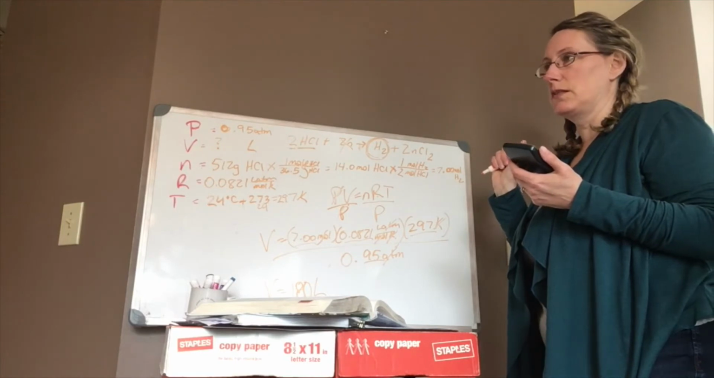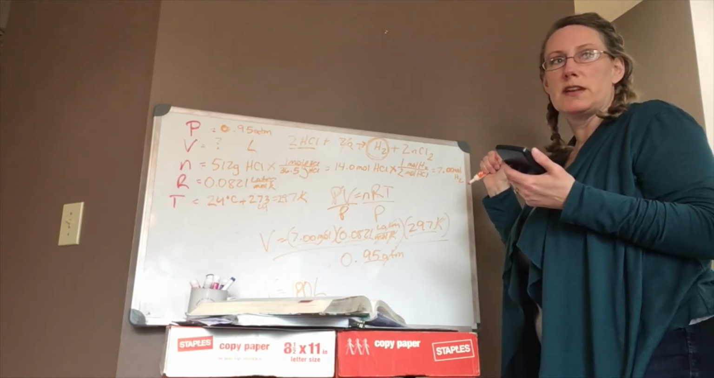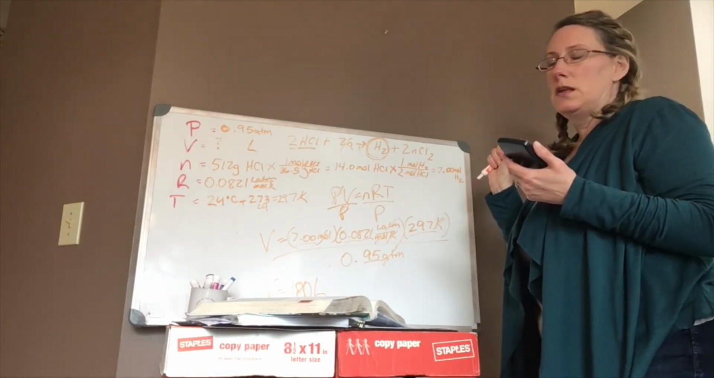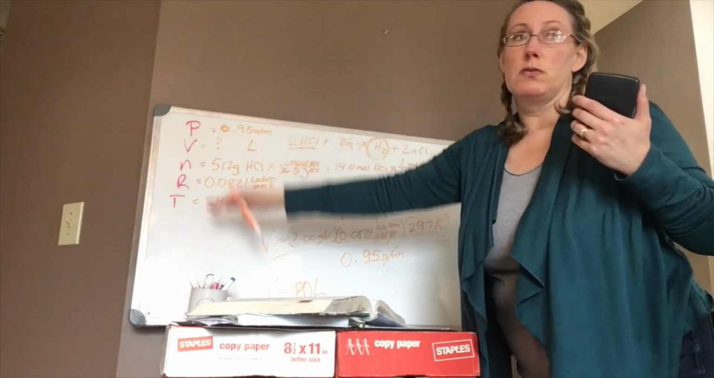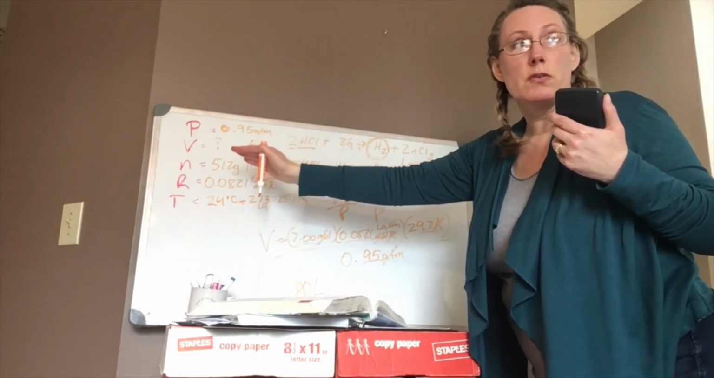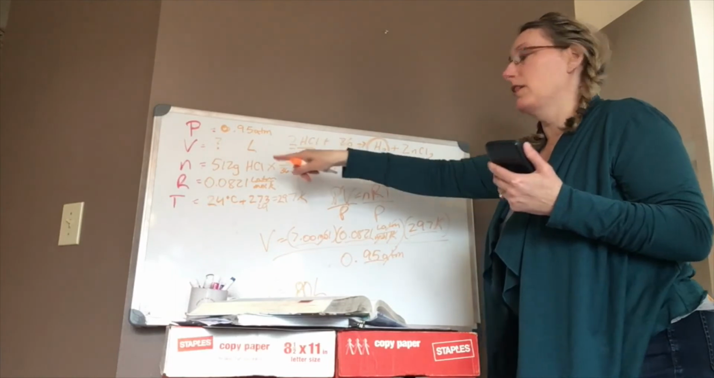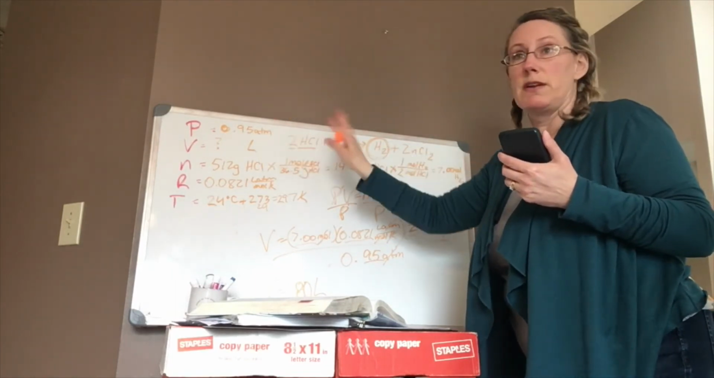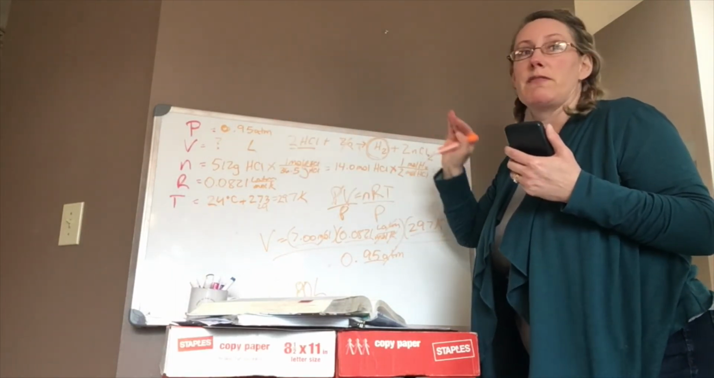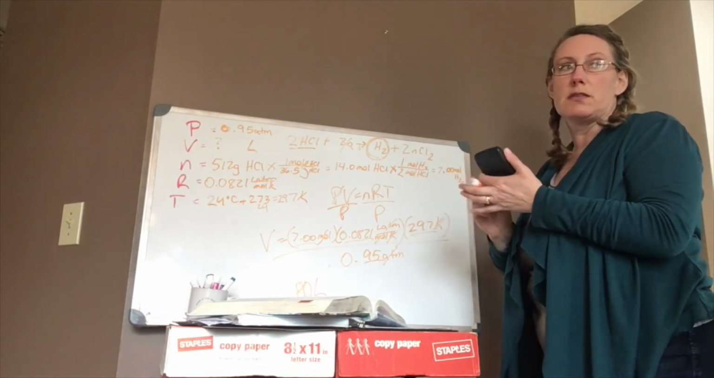I still have a few minutes. Don't shut your brains off. Did I lose anybody? Write down what you know. Figure out the one you don't know. Rearrange your equation for whatever that is, PV equals nRT. Rearrange your equation, and then just drop everything in, making sure that your units cancel.